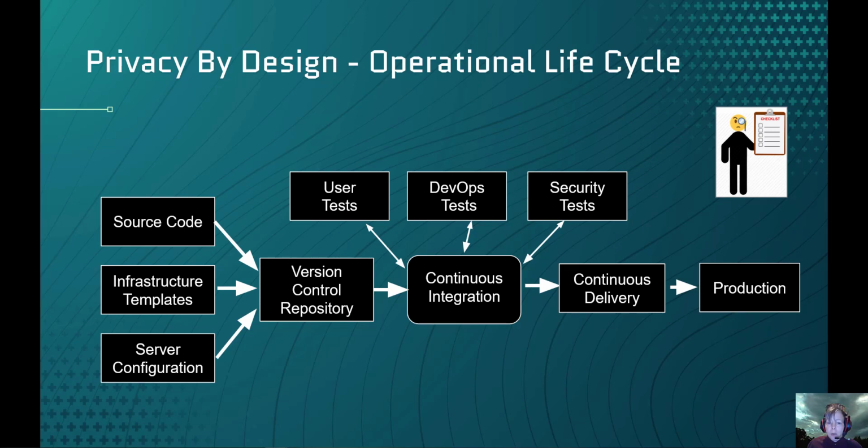You may need a version control repository for storing text files, source code, infrastructure templates, and server configuration. Continuous integration for testing and validation. User tests, or UAT, user acceptance test. They give the user an eyeballs and may discover more issues which you do not notice from a different point of view. DevOps tests simulate production, and security tests for libraries, source code, and runtime.